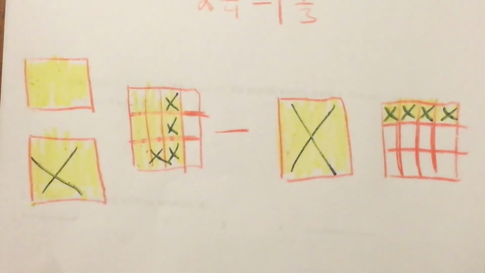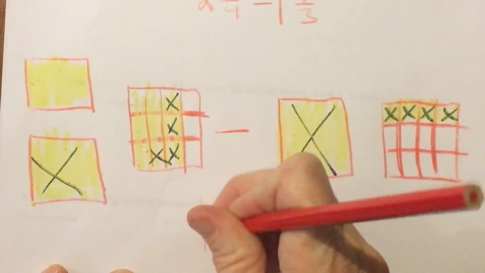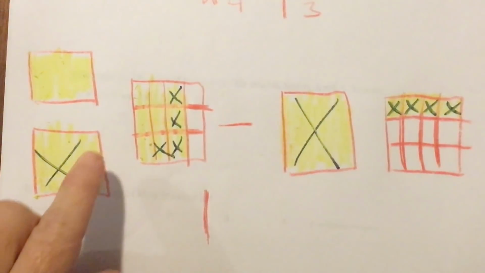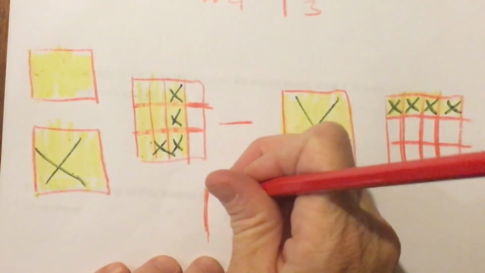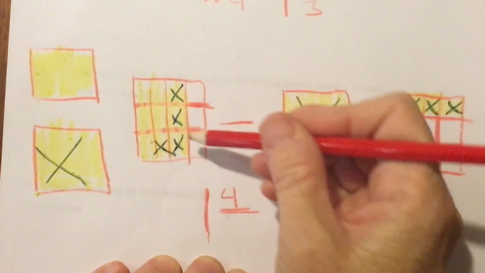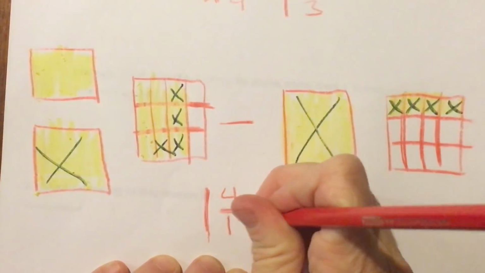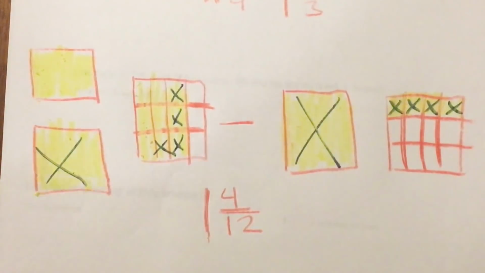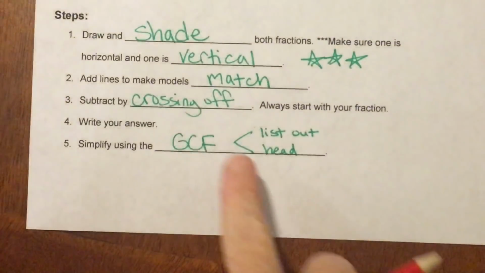So what am I left with? I have 1 whole left. And I have 1, 2, 3, 4 pieces out of, well, this is 1, 2, 3, 3 by 4 is 12. Okay, so I already wrote my answer. That was one of my steps.